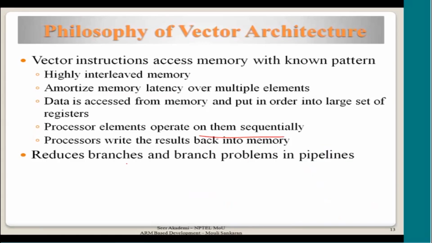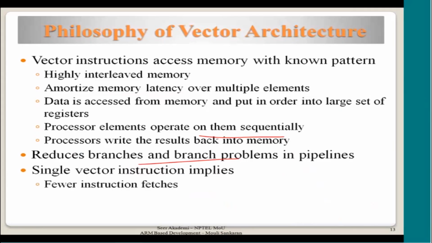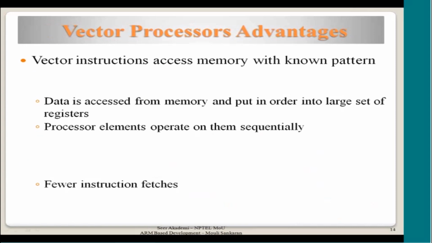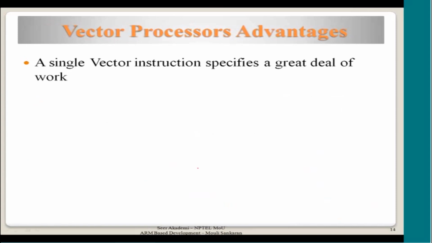So this reduces the branch problem, because we are getting results of multiple data operations, and there are fewer instructions because one instruction itself does multiple operations. So there will be fewer instruction fetches. These are the advantages of vector architecture. And then some other advantages: a single vector instruction specifies a great deal of work.